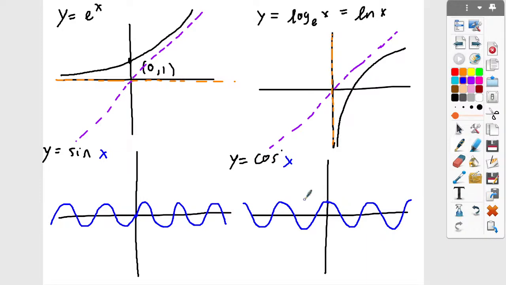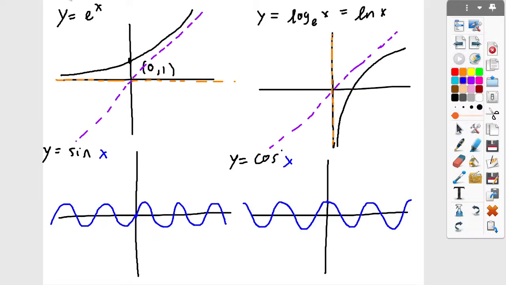How could you know that? You could see that sine 0 is 0. So x equals 0 means y equals 0. It crosses the origin. Cosine 0 is not 0. Cosine 0 is 1. So the point (0, 1) does not cross the origin.